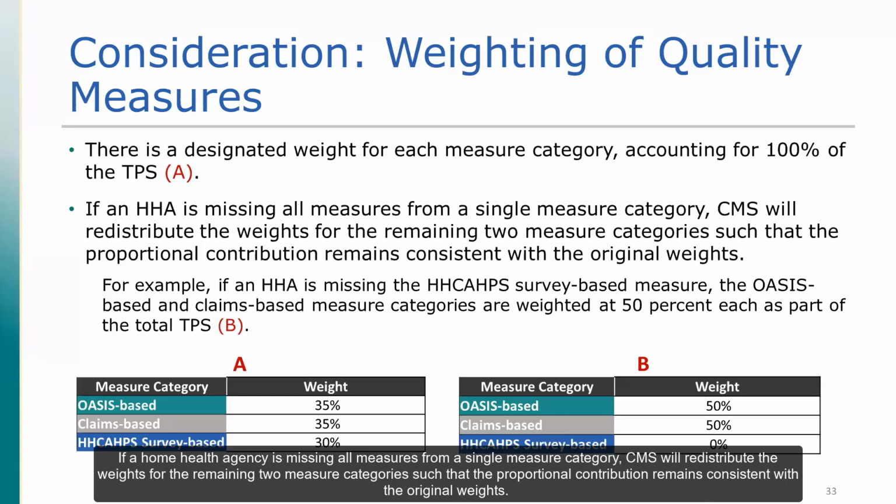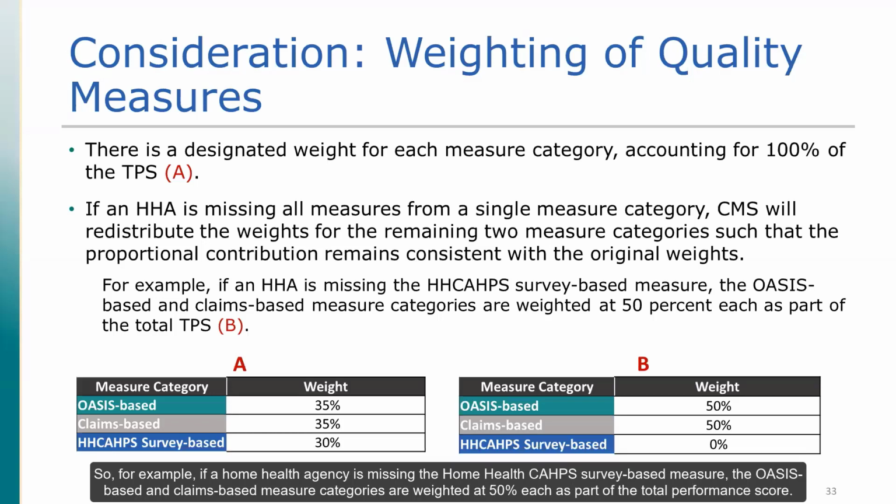If a home health agency is missing all measures from a single measure category, CMS will redistribute the weights for the remaining 2 measure categories, such that the proportional contribution remains consistent with the original weights. So for example, if a home health agency is missing the home health CAHPS survey-based measure, the OASIS-based and claims-based measure categories are weighted at 50% each as part of the total performance score.